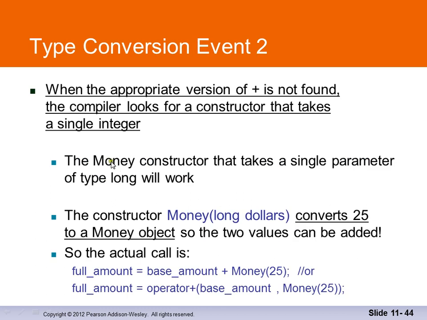So C++ will search for the constructor and it will call the constructor. An explicit call to the constructor, which we have not seen before. Okay, so this is the first time that we explicitly call the constructor.